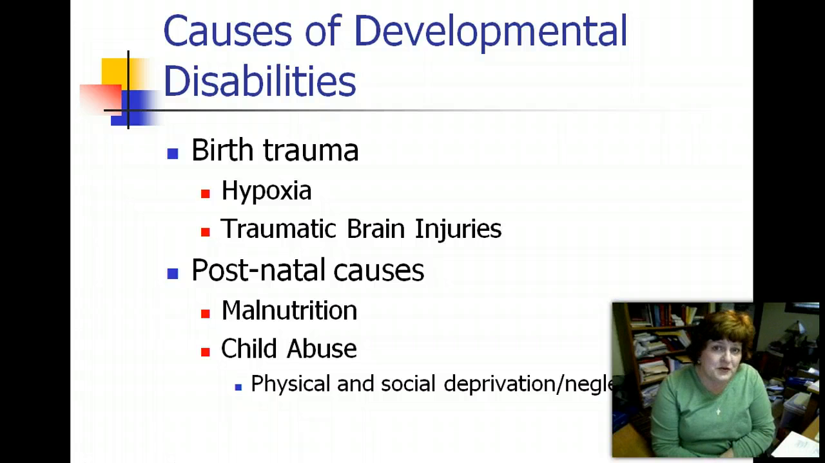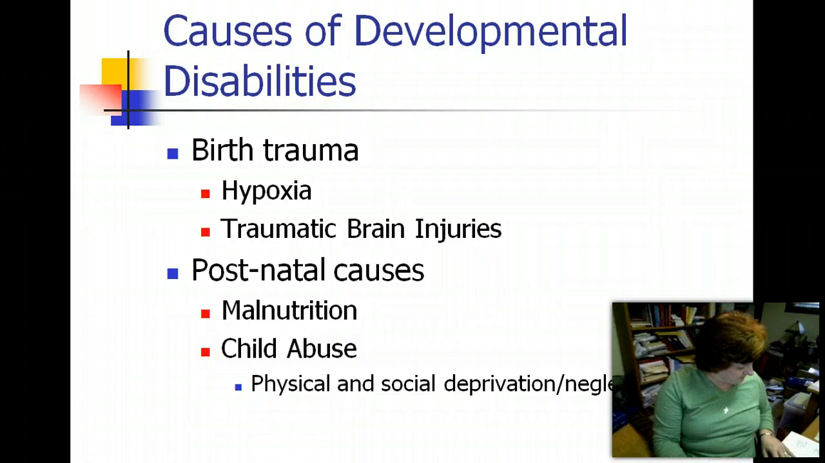Okay, some postnatal causes could be malnutrition and child abuse by such means as physical and social deprivation or neglect. So there can be a lot of reasons of postnatal causes for developmental disabilities. So these would be acquired developmental disabilities.